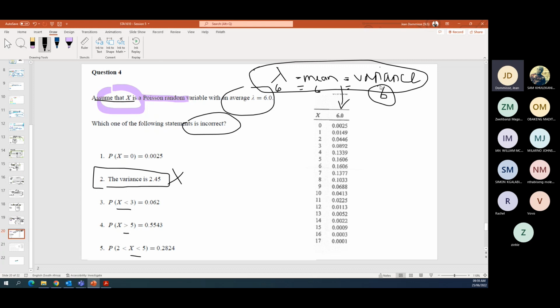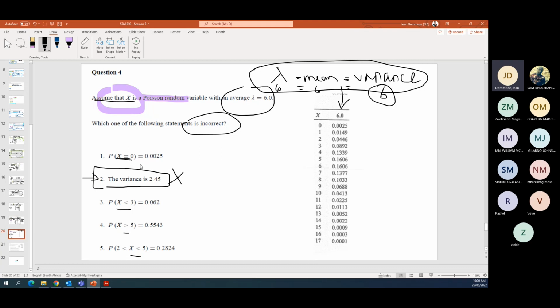So if this was an exam question, this is how you make up some time for the rest of the paper. Easy one, 2.5 is wrong. It should be 6. You don't actually need to work out any of the others. Go to the next question. But if that was 6, we need to work out the rest. So let's quickly work out the rest.